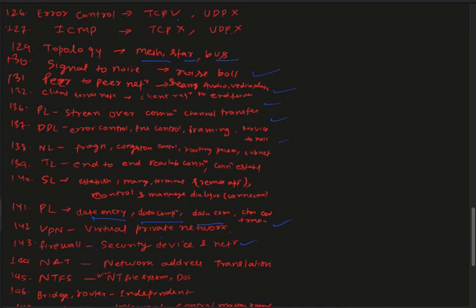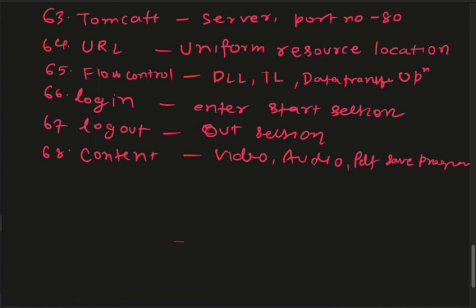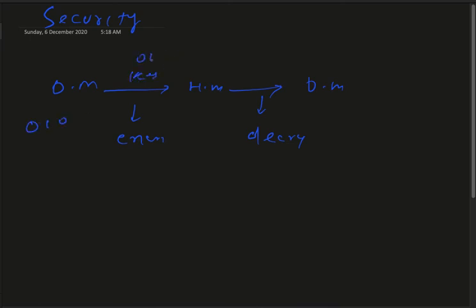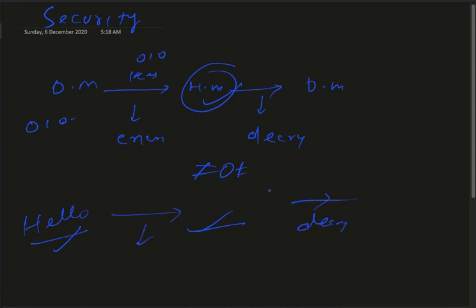I will discuss security. In security, the original message is converted to a hidden message, which is the process of encryption, and the hidden message back to the original message is decryption. This is done with the help of a key. For example, the message is 010 and the key is 010. The operation gives the result, the hidden message, and the reverse process is decryption, done with the help of the key.